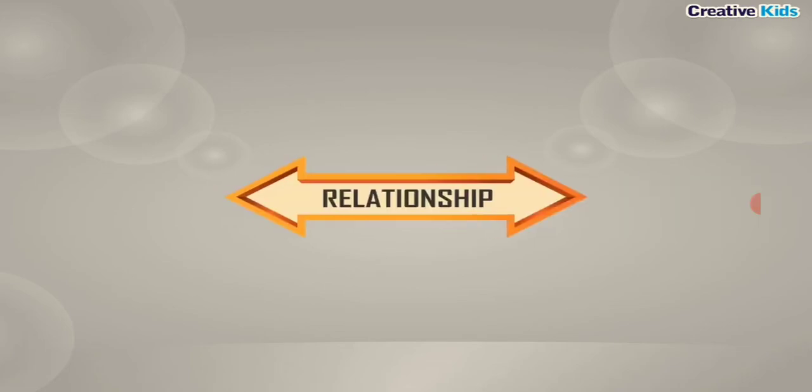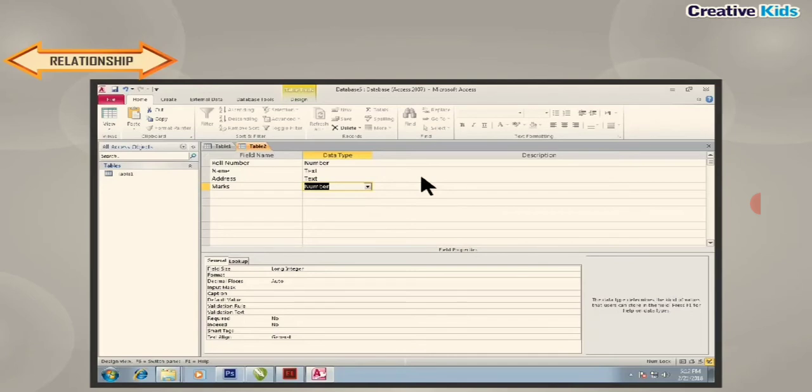Relationship. After you have created multiple tables in your Microsoft Access database, you need a way to tell Access how to bring that information together again. The first step in this process is to define relationships between the tables. After creating relationships, you can create queries, forms, and reports to display information from several tables at once.